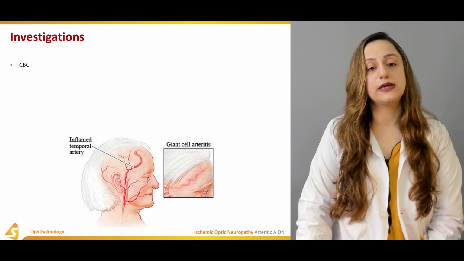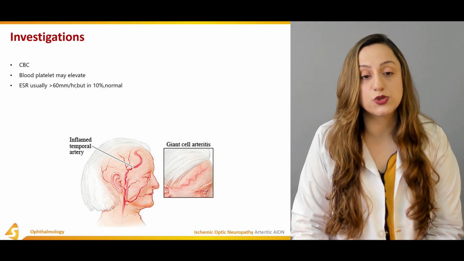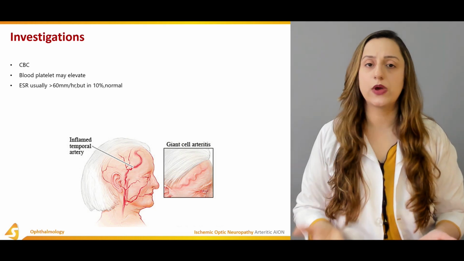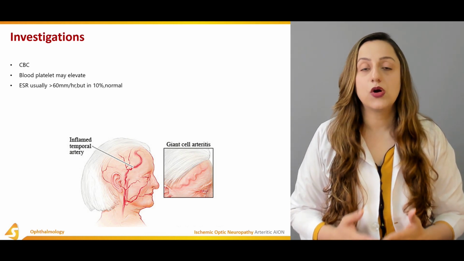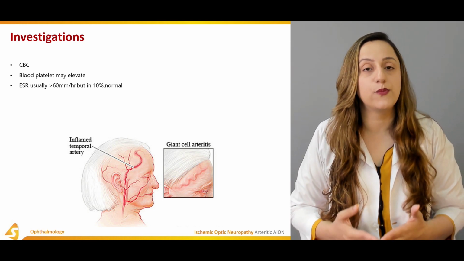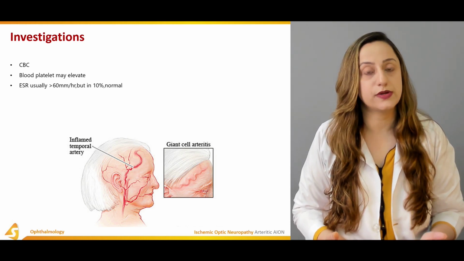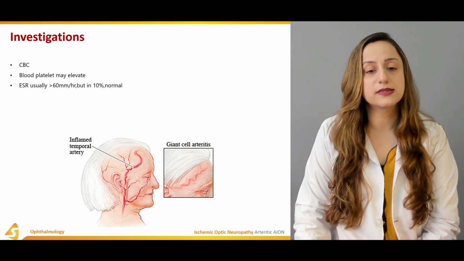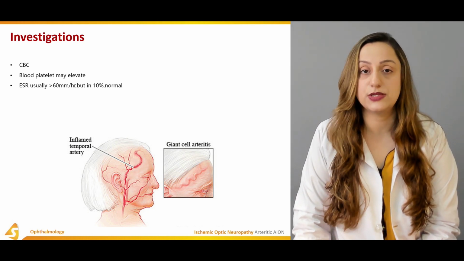Investigations that have to be carried out are the complete blood picture, and the blood platelets may be elevated in these individuals. ESR is usually raised due to the inflammatory reaction that is taking place, whether it is SLE or polyarteritis nodosa. All of these conditions would raise the ESR almost to the level of more than 60 millimeters per hour, but in 10% of individuals it is found to be normal. So that is a very rare kind in which the patient is suffering from giant cell arteritis and his ESR is normal.